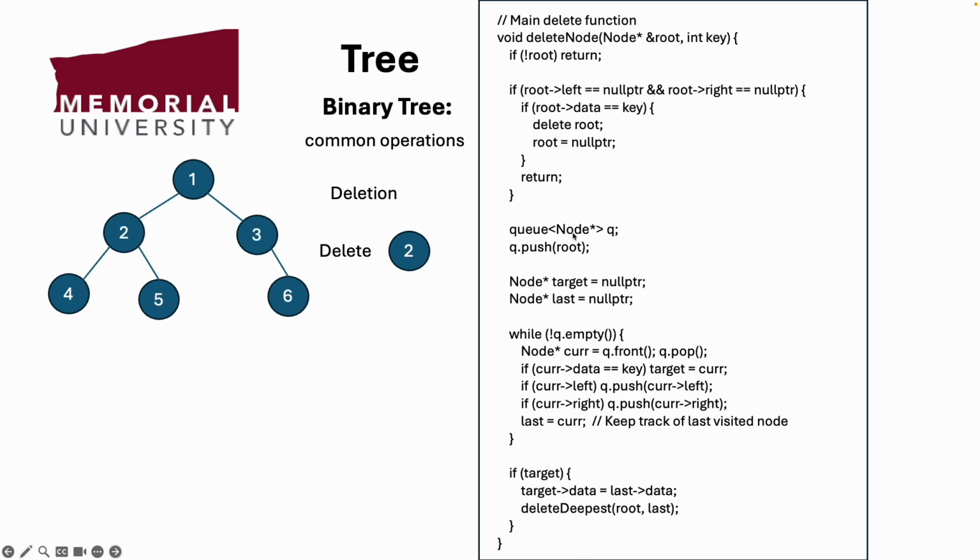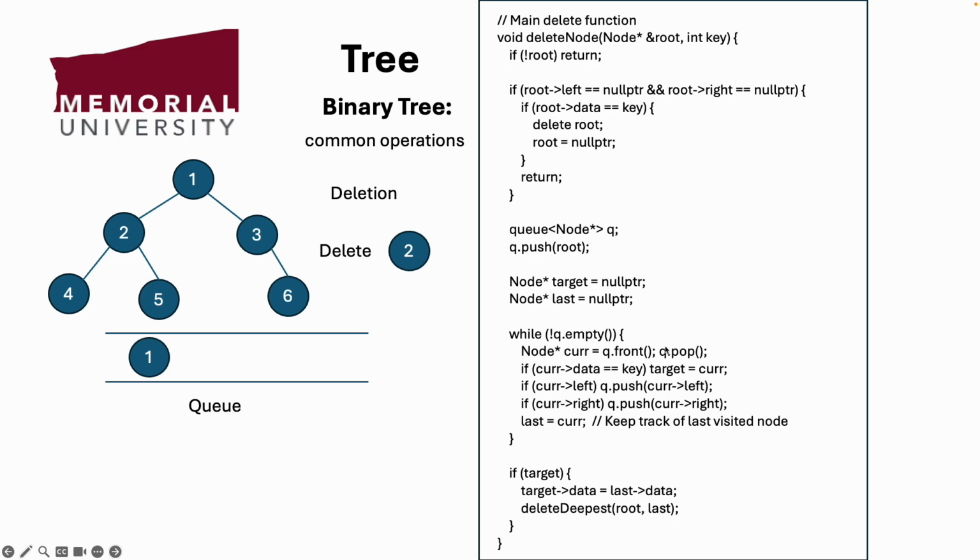We declare the queue, and then we push the root node into the queue. So in this case, we push the node 1 into the queue. And we need to declare 2 node pointers here. First, we call the target. Second, we call the last. The last pointer is mainly to keep tracking the last visited node. We'll go through to see how these 2 pointers work to make this deletion happen.